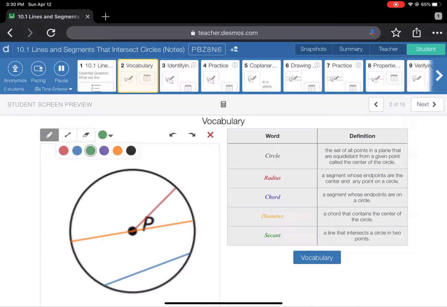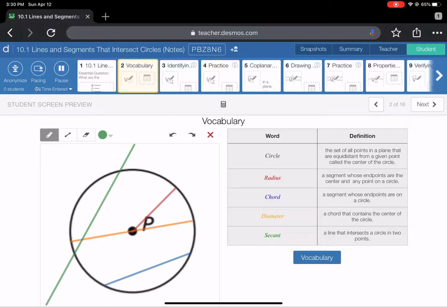A secant. A secant is a line that intersects the circle in 2 points. This one's a lot like the chord, except a secant is a line. So a secant will keep on going forever because it's a line, but it'll intersect the circle at exactly 2 points. So here's 1, here's 2. Notice how it's very similar to our chord, except that our chord only stops within the circle, so the endpoints are within the circle. So this green line here is called a secant.